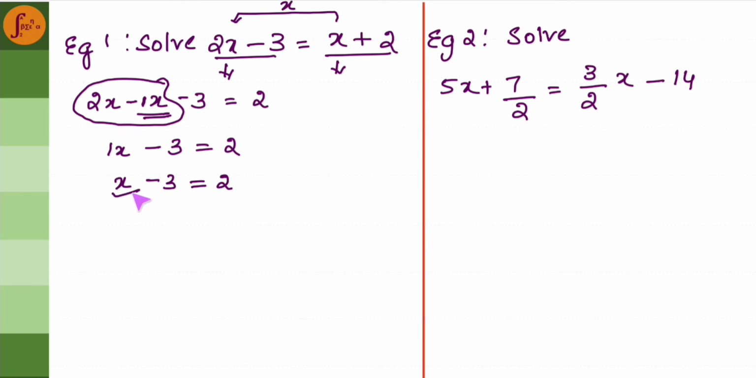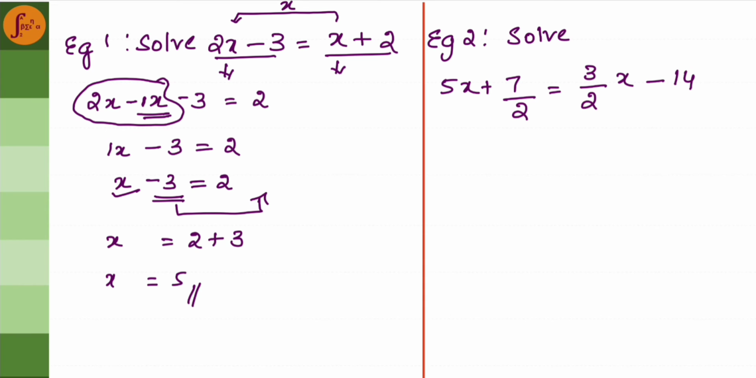Now we just want to find x, right? So we'll have to shift this here. For that, we'll write x equal to, what is there? 2. Now we do the shifting. After we copy what is there on the right hand side, then we do the shifting. So minus 3 when it comes here is going to become plus 3. So x is equal to 5.